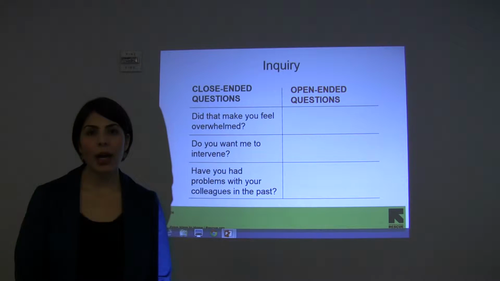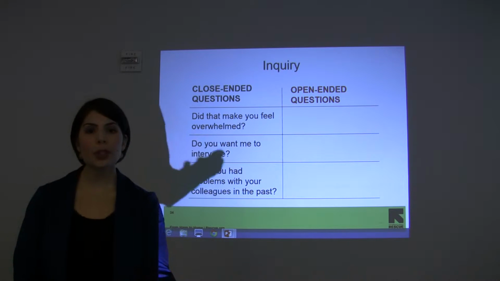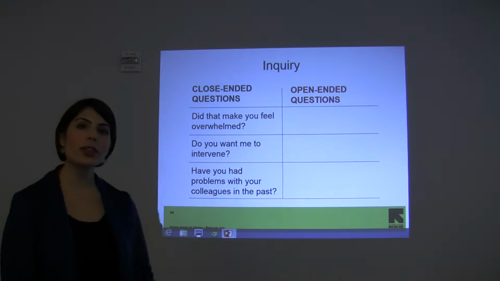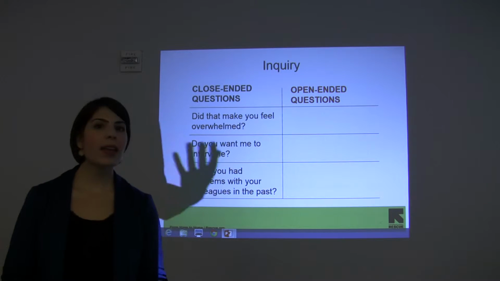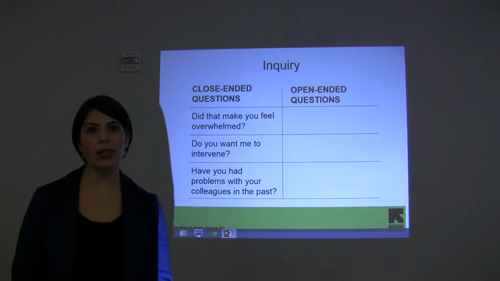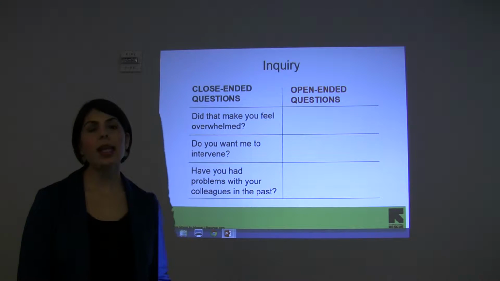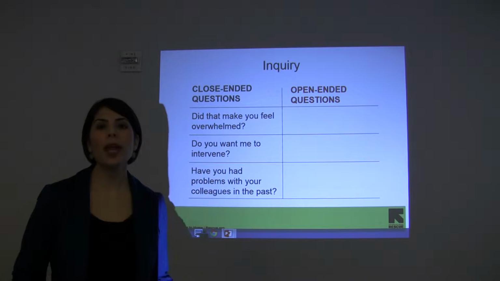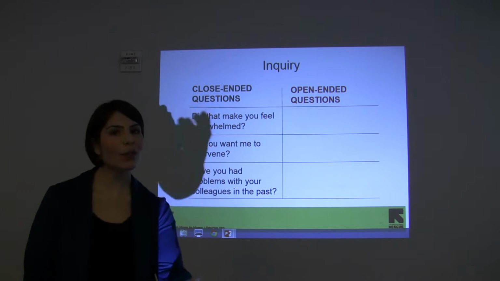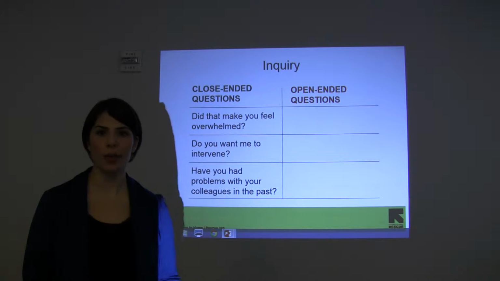So what we're going to do now is I'm going to ask you to use your participant guides. You have a worksheet that looks like this, and take the next few minutes to work with the person next to you and turn each of these 3 close-ended questions into a broad, open-ended question. Okay, so take 5 minutes and then we'll check in to see how you did.